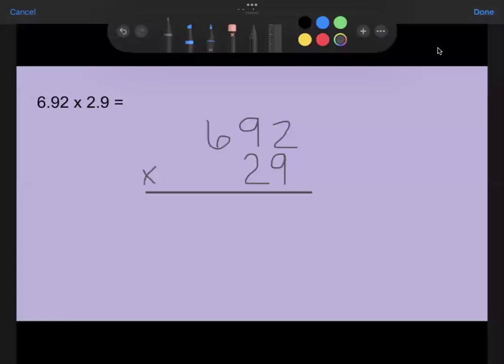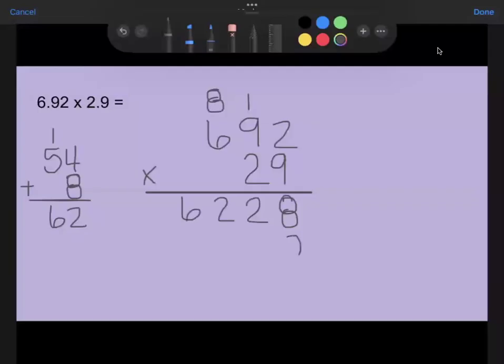So 2 times 9 is 18. So I'll put an 8 here and regroup that 1. 9 times 9 is 81, plus 1 would be 82. So 2 here, 8 here. 6 times 9 is 54. And then 54 plus 8, there's going to be a 12 here and a 6 here. So that's 62.